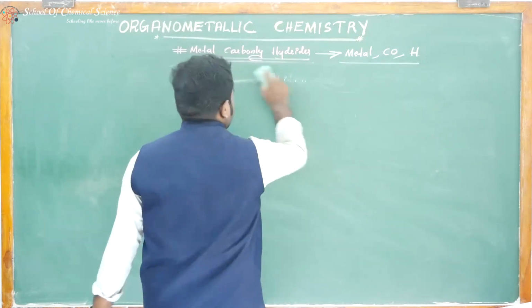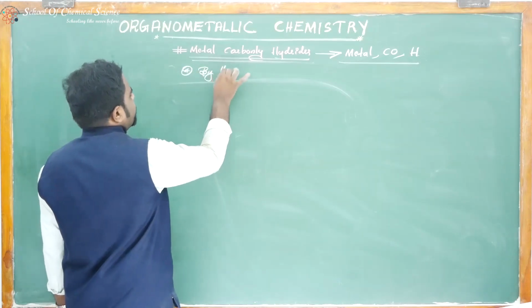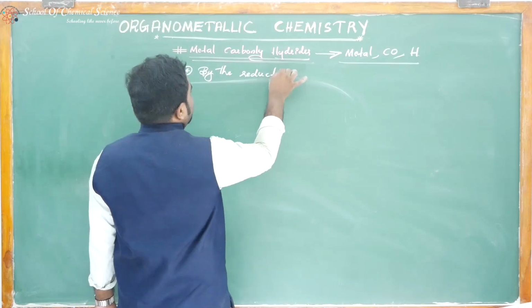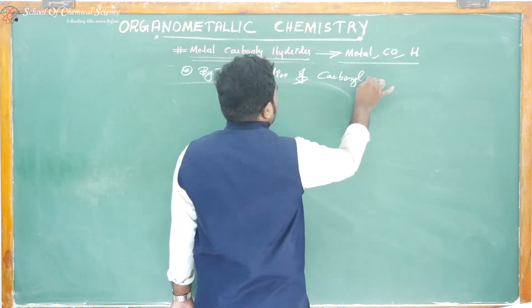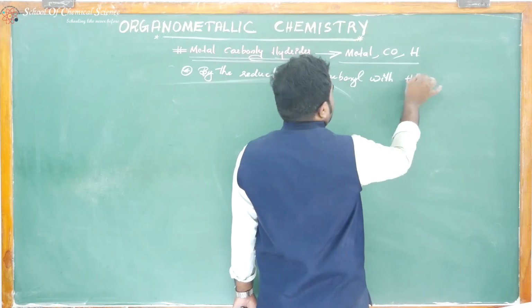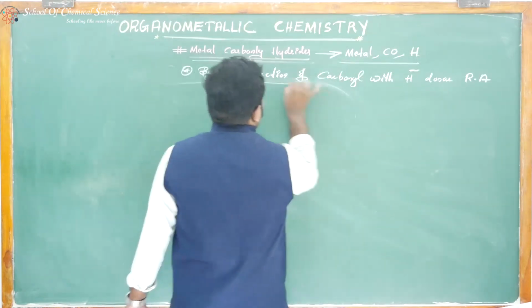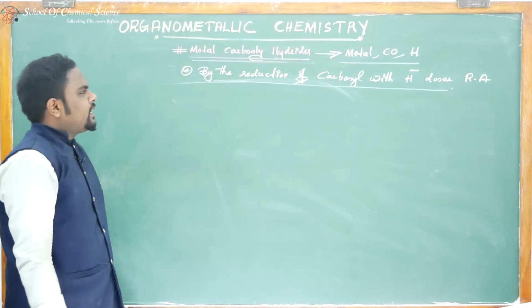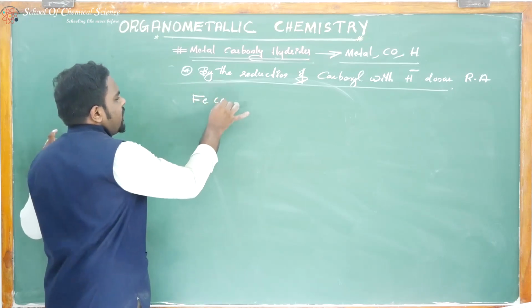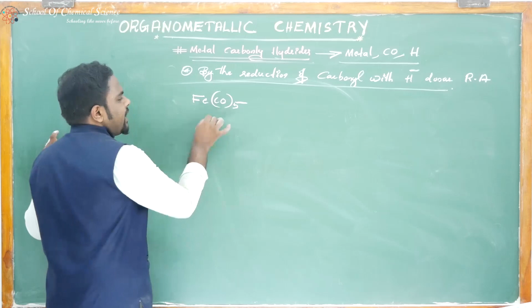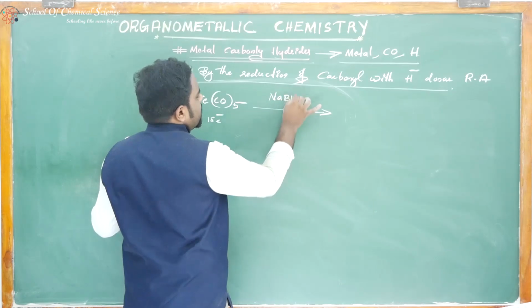Then fourth method, by the reduction of carbonyl with hydride donor reducing agents, H minus donor reducing agents. By the reduction of carbonyl with hydride donor reducing agent. For example, iron pentacarbonyl, Fe(CO)5. Okay, it is an 18 electron species. Reduction with sodium borohydride, NaBH4.